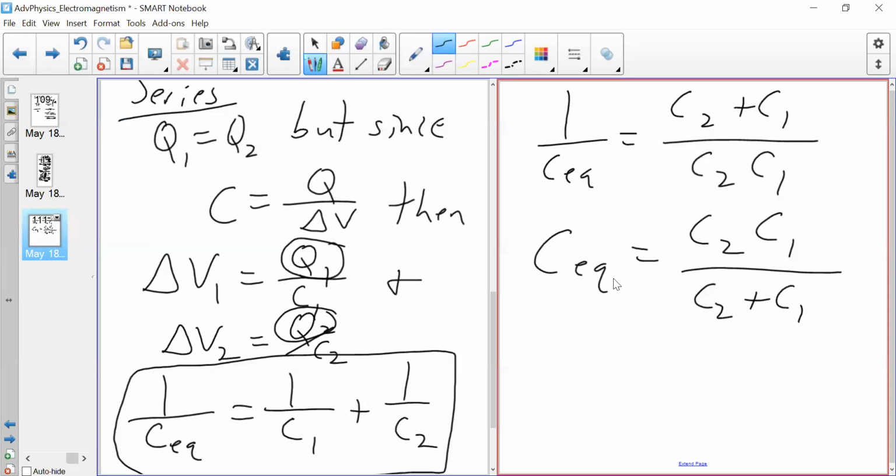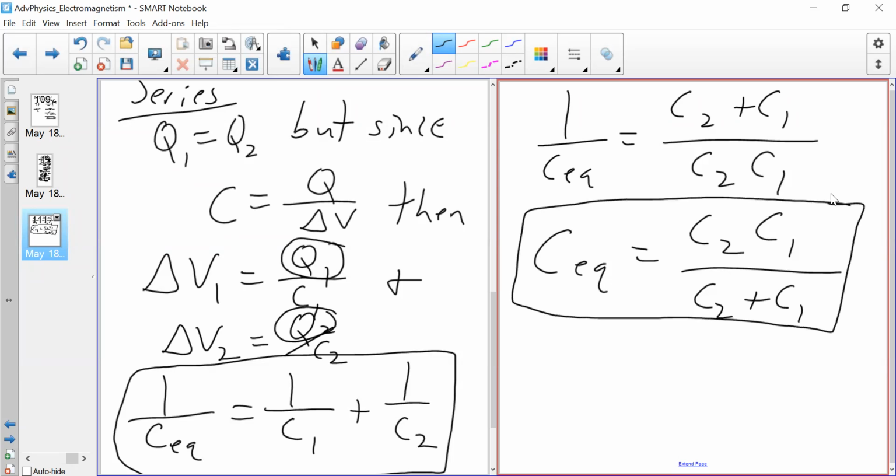If you wanted an easier expression for the equivalent capacitance of 2 series capacitors, it would be equal to this expression. Instead of doing 1 over, then putting in a common denominator and all that, you can just go right here for any 2 capacitors.